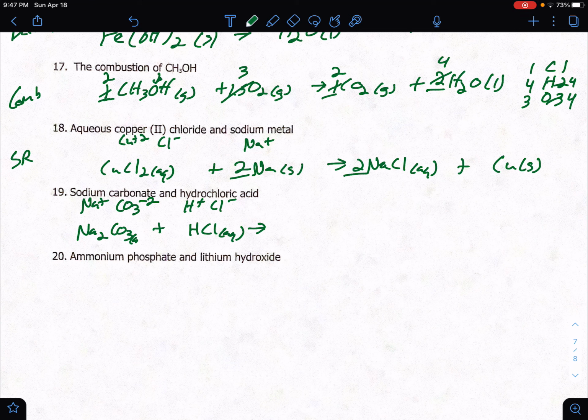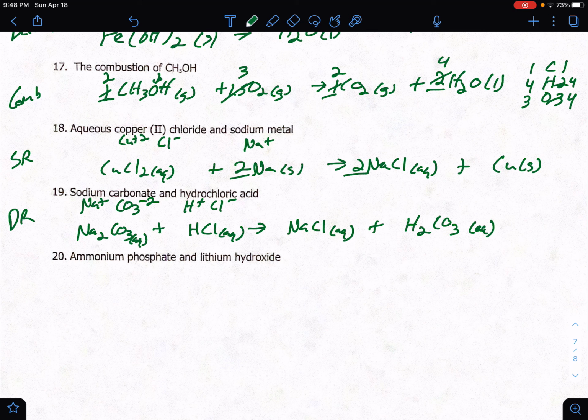Okay, and this is going to be aqueous as well. So it looks like this is going to be a double replacement because we got 2 pairs. So sodium's now going with chlorine, so this is going to give me NaCl, aqueous. Okay, and then hydrogen is going to go with carbonate, so this is going to be H2CO3. And that's actually an acid, so this is going to be aqueous as well.